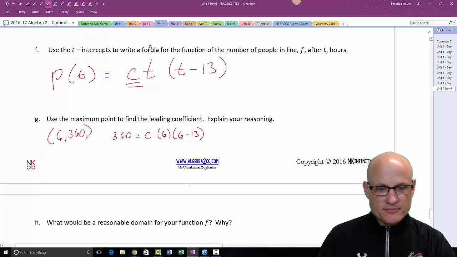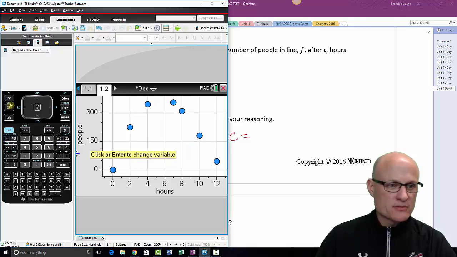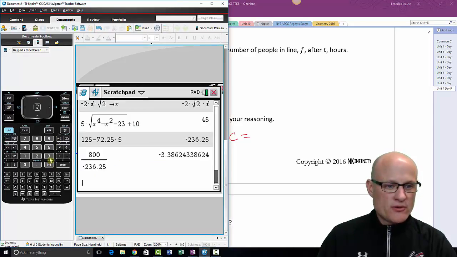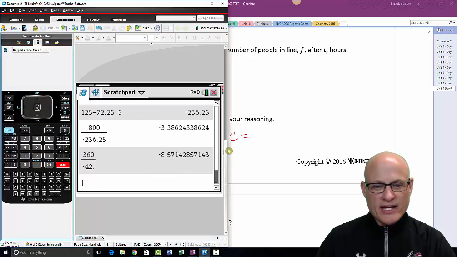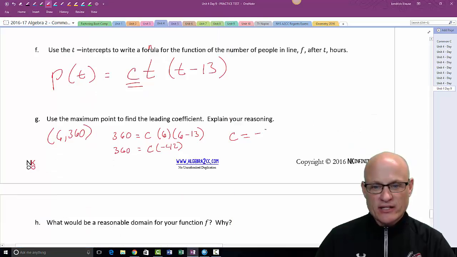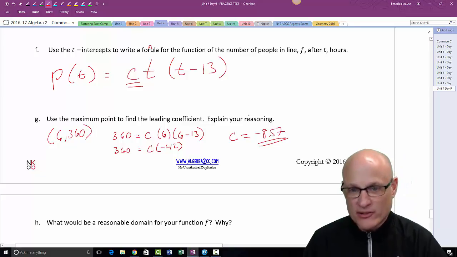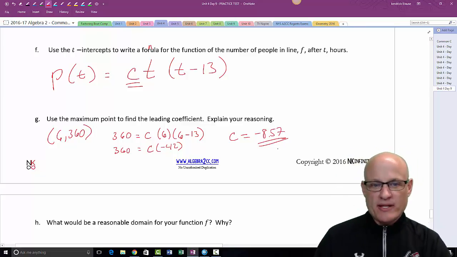So it should be negative. So this is 360 equals c times, let's see, this is 6 times negative 7, negative 42. So c is equal to 360 divided by negative 42. So negative 8.57. Now I would expect it to be negative because the parabola is coming down. So C would be that.